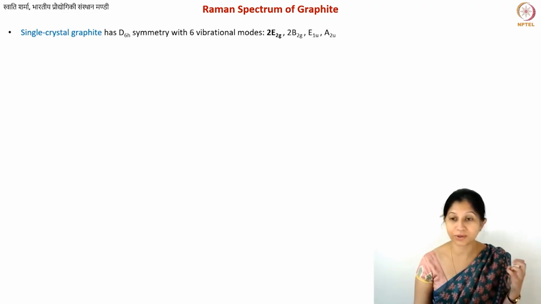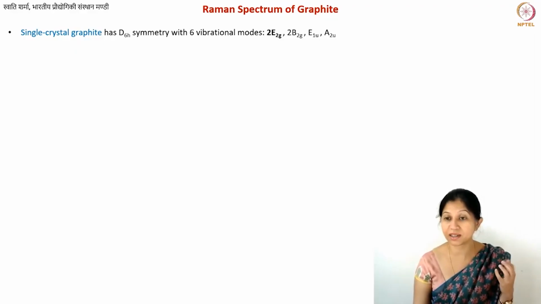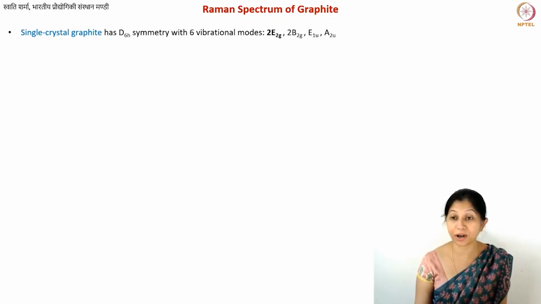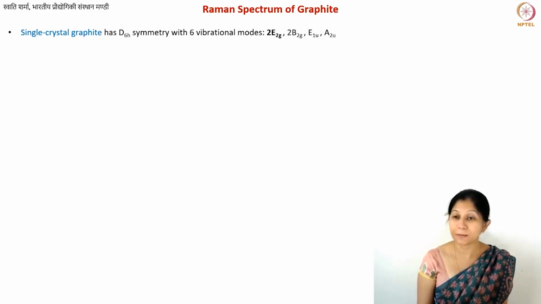So I will not go into the details of the explanation of these modes, but you can probably learn more about the symmetry in molecules from chemistry courses, from chemical spectroscopy courses. Okay, so what we have is 2 E2G modes, and this I have written with the bold letters because these are the modes that are Raman active.